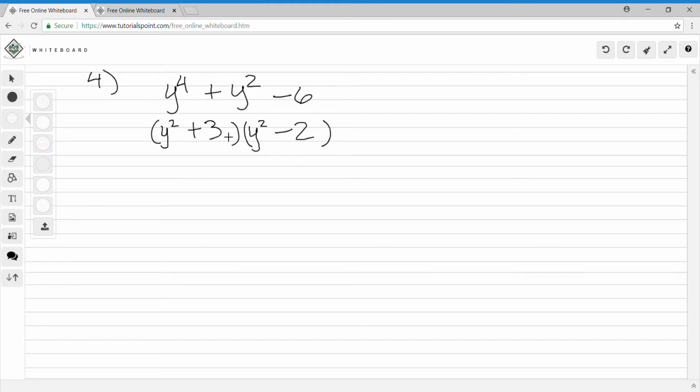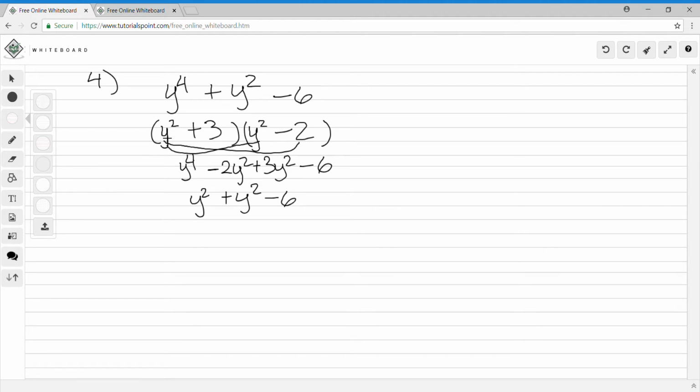Okay, so if you don't believe me, 3 times negative 2 is negative 6, and when you actually FOIL this out, you should get this. So if you don't believe me, you could just FOIL it, right? You know how to FOIL, so y squared times y squared is y fourth. y squared times negative 2 is negative 2y squared. 3 times y squared is plus 3y squared. 3 times negative 2 is negative 6. And then when you combine that, 3y squared plus negative 2y squared is just positive y squared, minus 6. So that's how I know these are true.